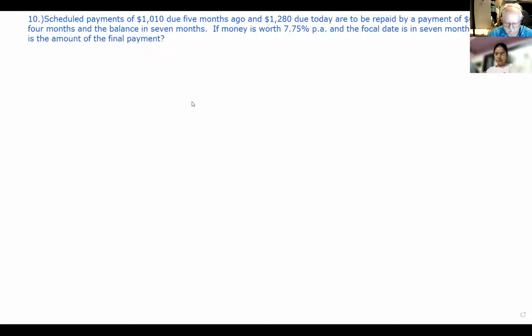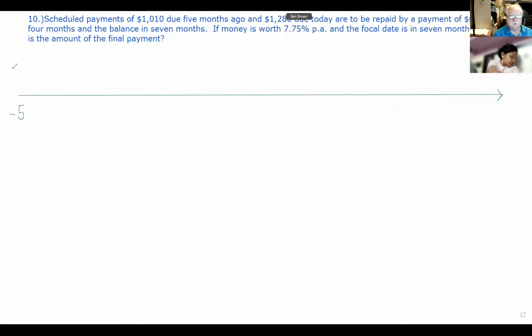So again, I'll draw some kind of a strange timeline to depict what's going on here. I find it easier to visualize what they're trying to tell you if you draw this little picture of it. So this was due 5 months ago. So we've basically got to start at -5, and we were supposed to pay 1010.